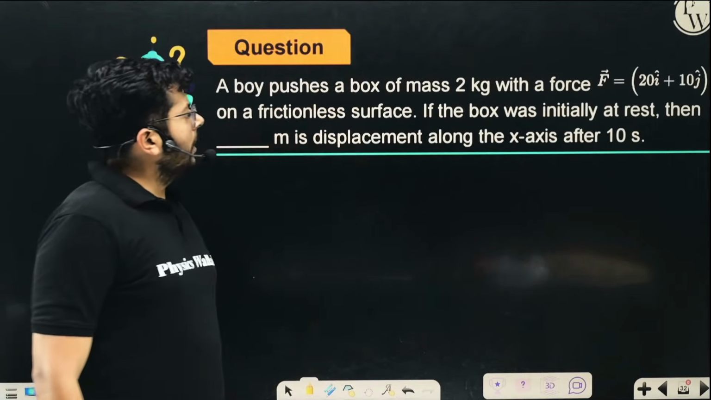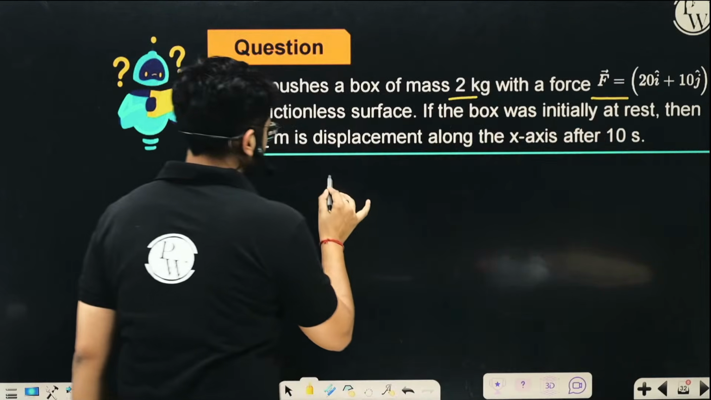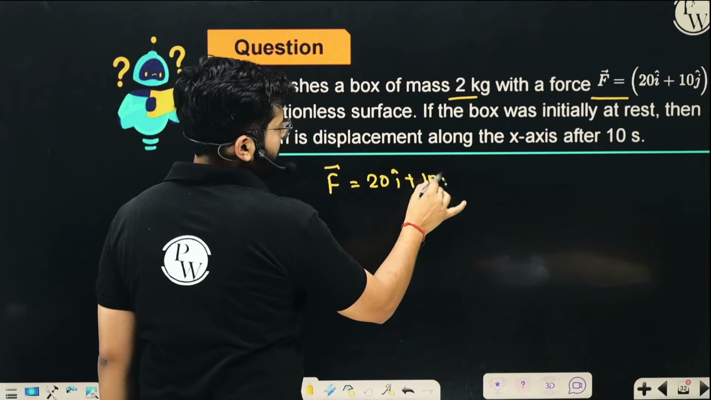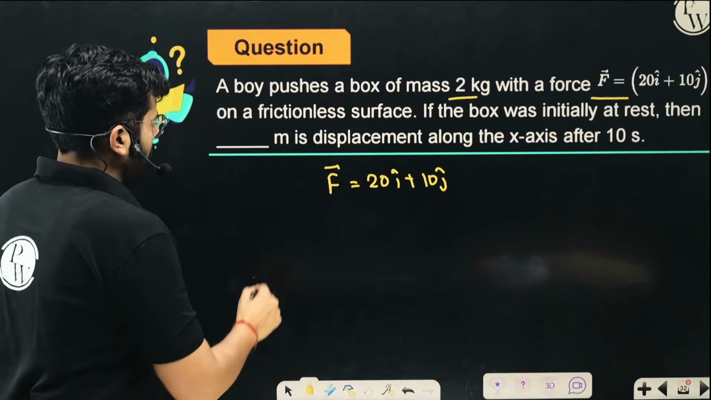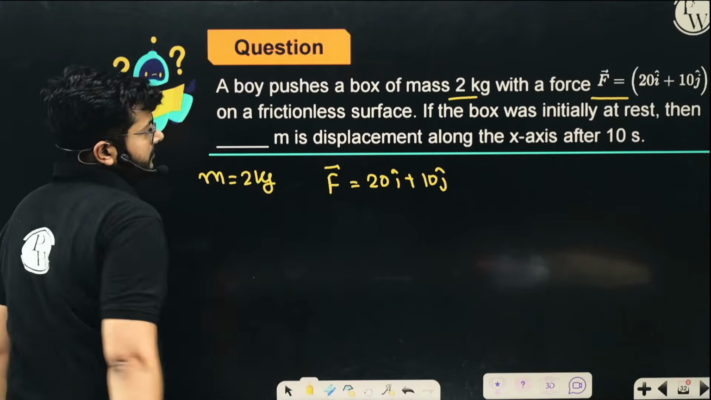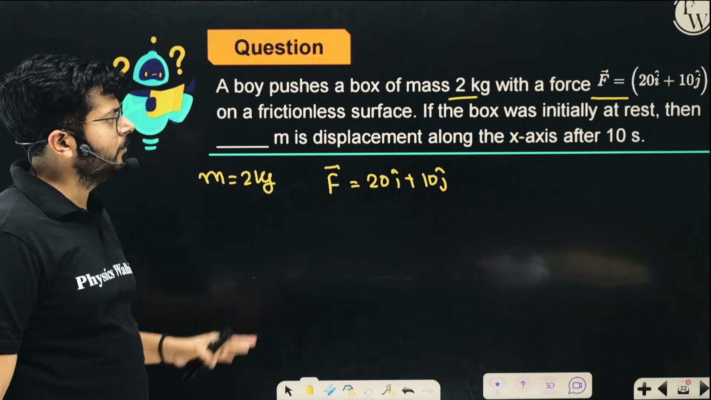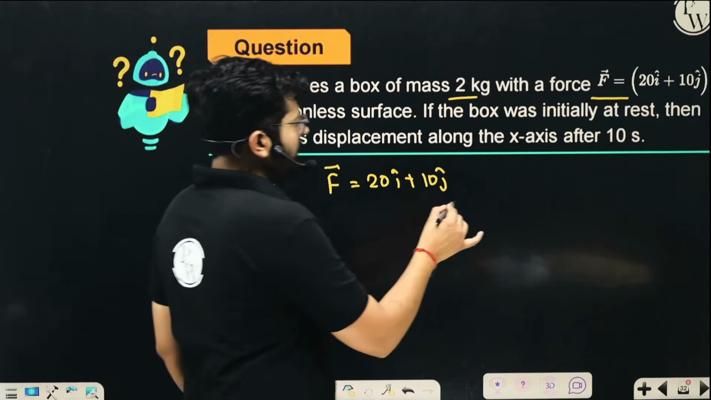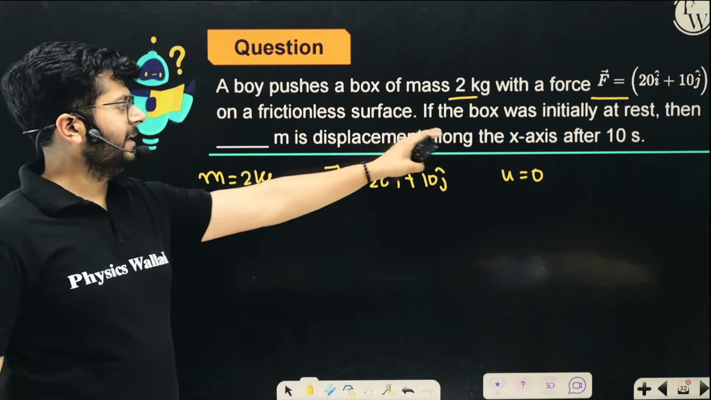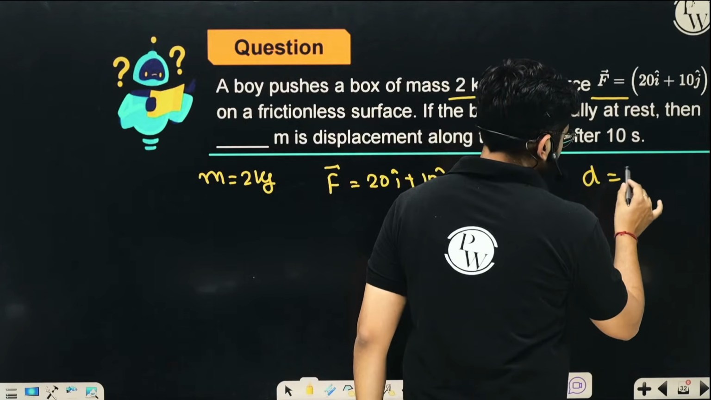A boy is pushing a box of mass 2 kilogram with a force of 20 i cap plus 10 j cap newtons. The box has a mass of 2 kilogram, and it is being pushed on a frictionless surface. If the box was initially at rest, so the initial velocity was 0, then what will be the displacement along the x-axis after 10 seconds?